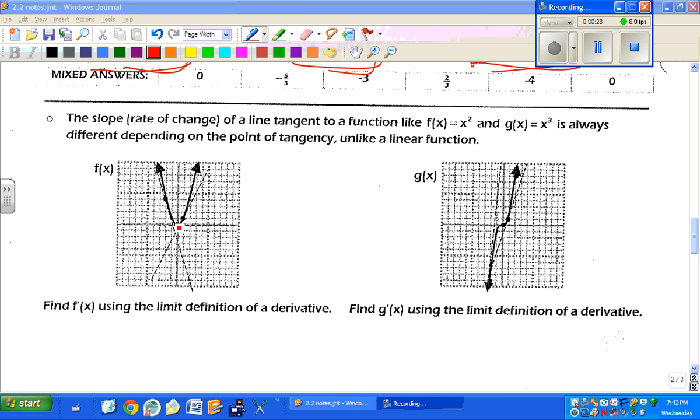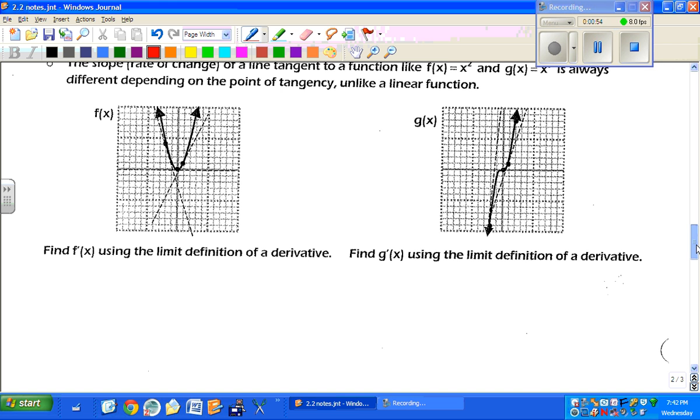If we look at the vertex, that point has a tangent line that has a slope of 0. It's horizontal. And over here we have a positive slope. So you can see at those three different points, our slopes are very different. Same thing over here with the cubic. At our different points, we have very different looking slopes. So it's always changing.